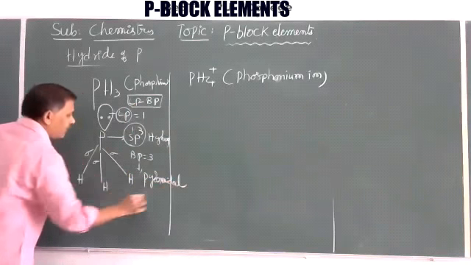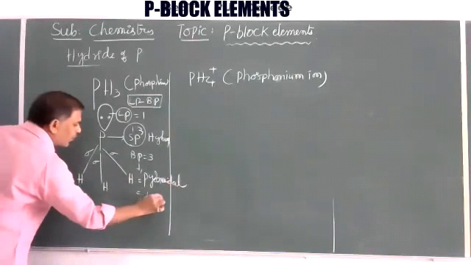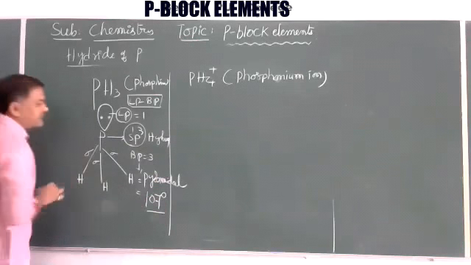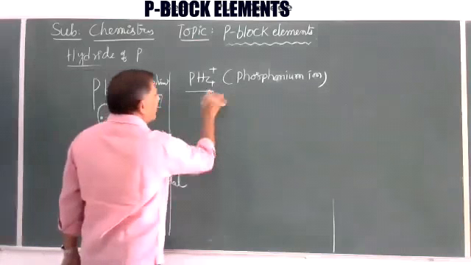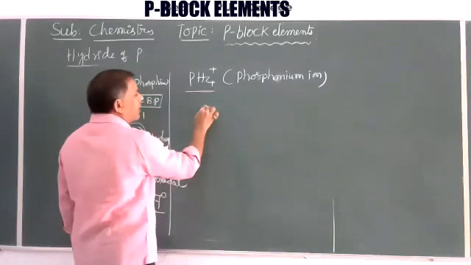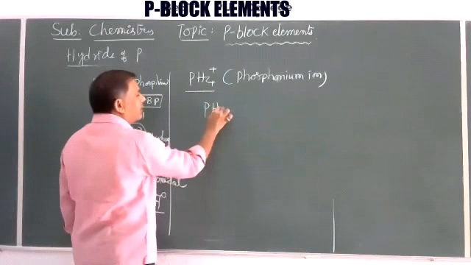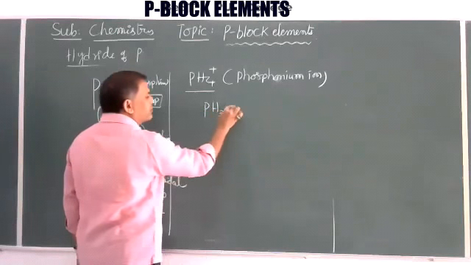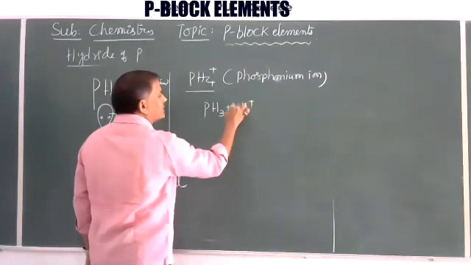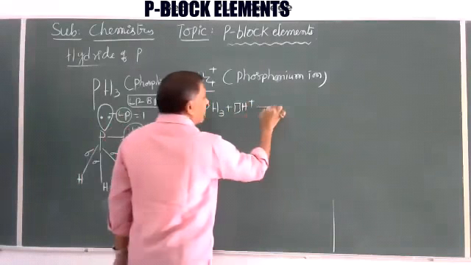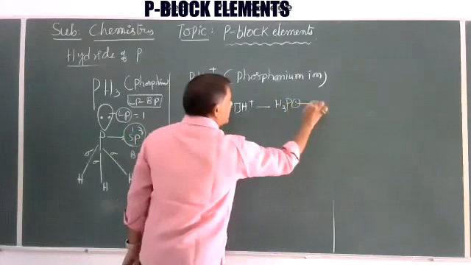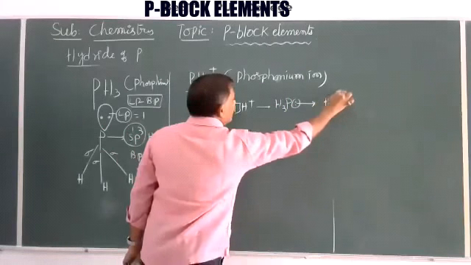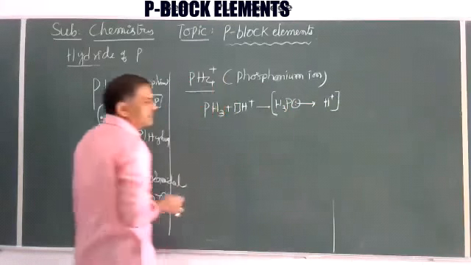Pyramidal, and its bond angle is 107 degrees. Whereas in the case of the phosphonium ion, it is formed between phosphine plus a proton, that is H+. It forms like PH3 with an electron pair donated to H+. It forms a phosphonium ion.